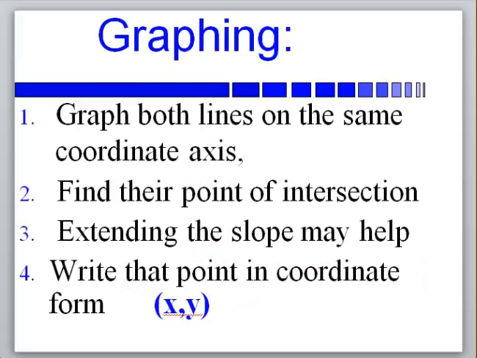So when we graph, we're going to graph both the lines on the same coordinate axes. We're going to find their point of intersection. We're going to use the extended slope, so we're going to do rise over run many times so that we can find that point of intersection more easily. And then we're going to write that intersection point as an xy coordinate.